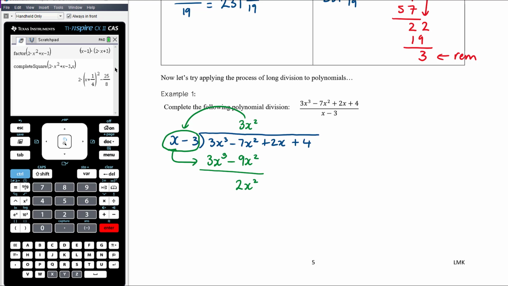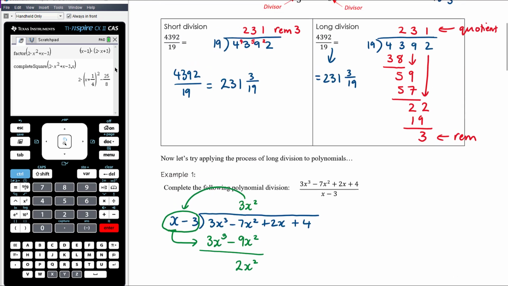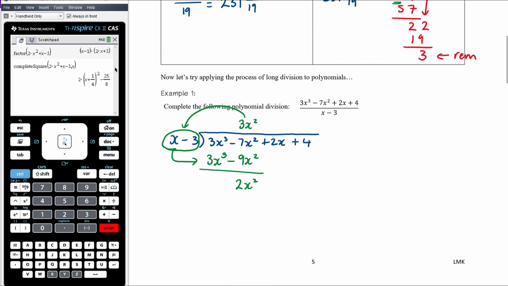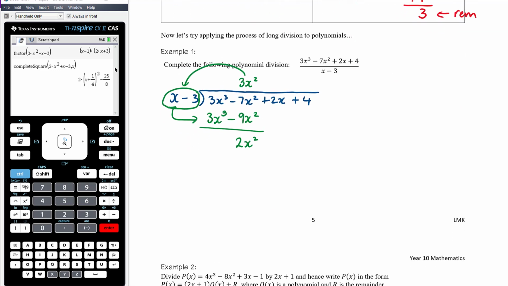Anyway, you'll remember that once we did our 2 minus 19, that gave us 38, we subtracted, and then we got 5. Then what we did was bring down the next term to get 59. We're going to do the same thing here. We've now got 2x squared. We're going to bring down the next term, which is plus 2x, and repeat the same process again.